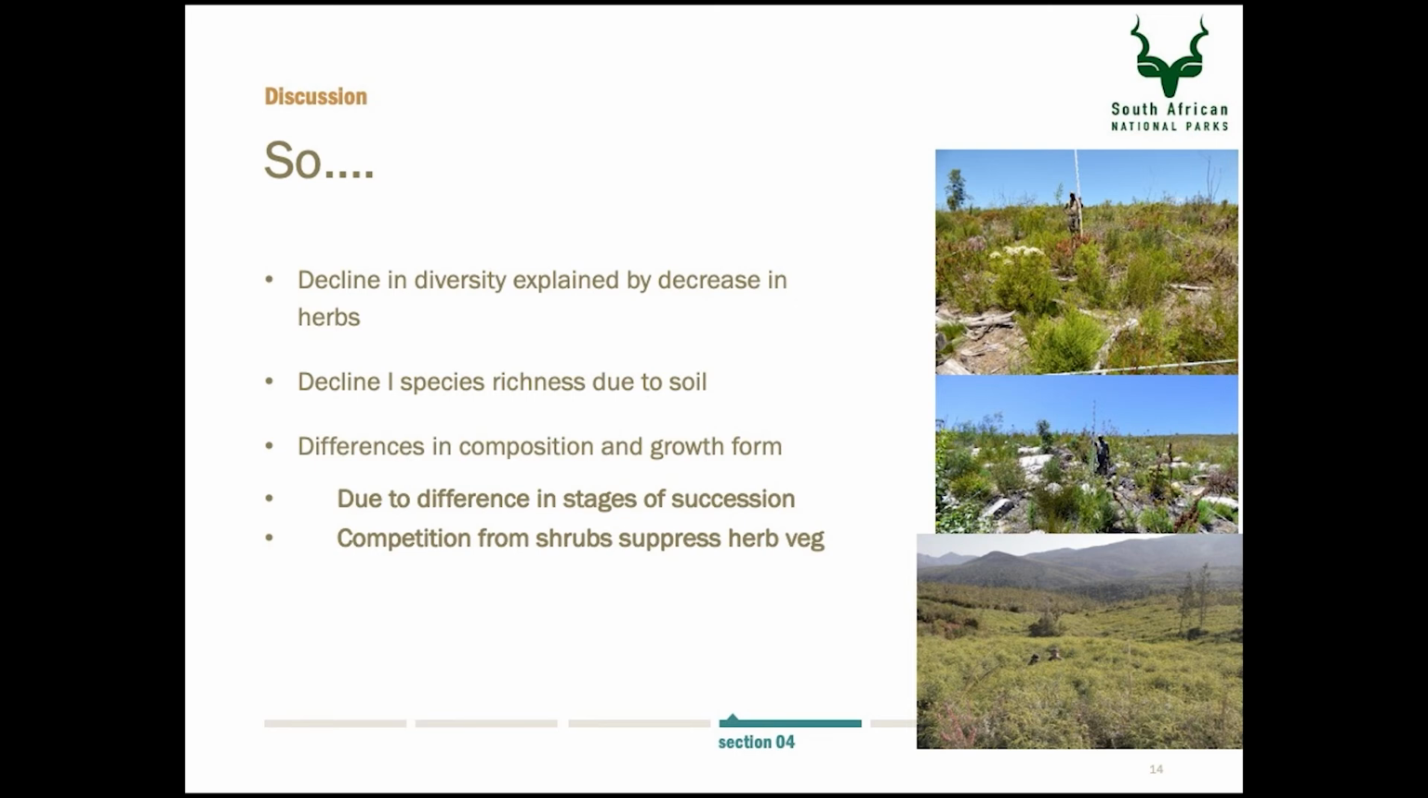So what does this all mean? The decline in diversity, to me, was explained by a decrease in herbs, and the decline in species richness was due to the soil rather than actual rotation or management history. And the differences in species composition were due to the different successional stages at which these sites were, rather than the actual history of the plantations. So it was probably due to competition suppressing the herbs. That's why you had changes in certain species.